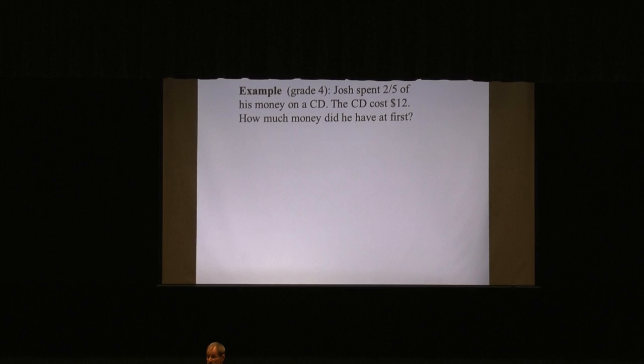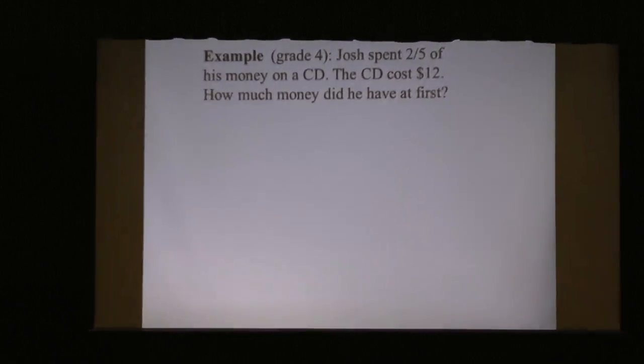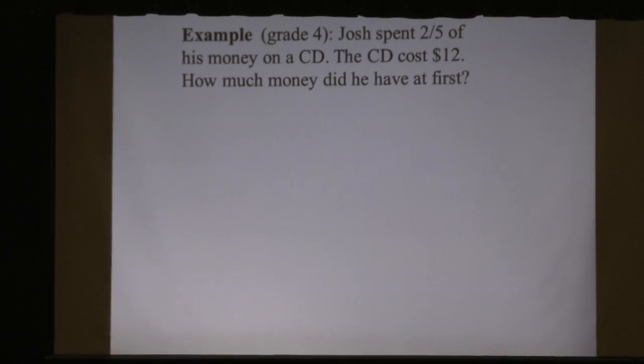So I'm going to draw a bar. How many pieces should I break it into? 5. We agree? 5? How many of those 5 pieces represent the cost of the CD? 2. Can you sort of visualize a diagram? So it does look a little bit like this. Maybe mine's neater than yours.